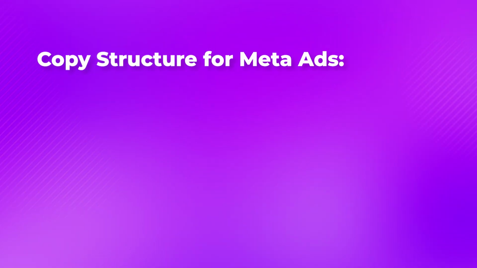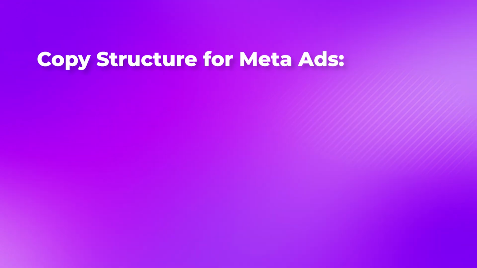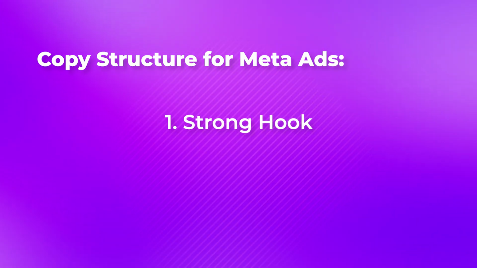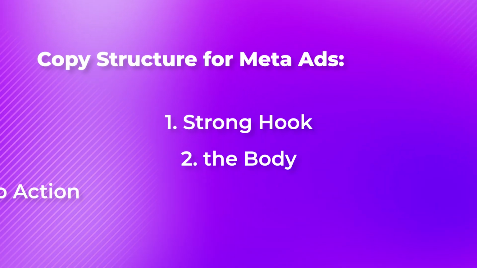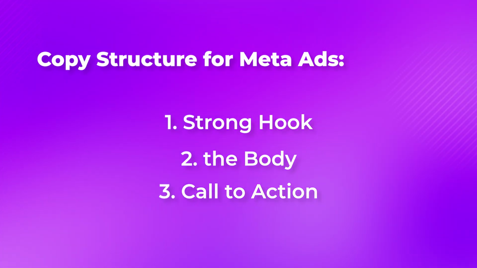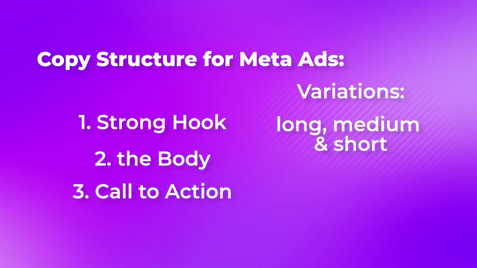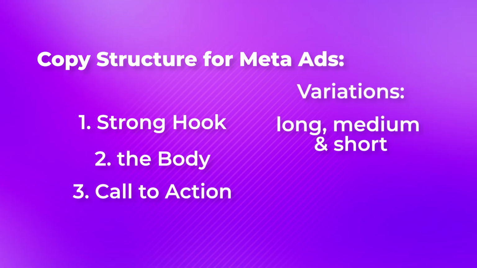The copy structure you need for meta ads is as follows. Number 1, a strong hook. 2, the body of the copy, and then a call to action. And you want to create long, medium, and short variations with that same structure. Now let's look into each area individually.